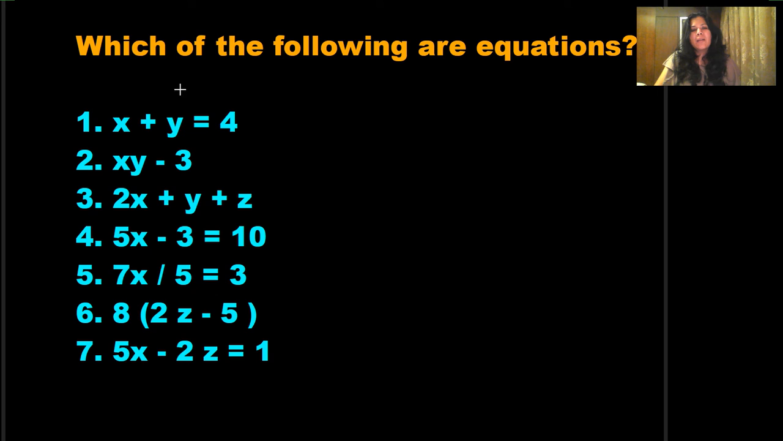Now you can see the first example. In the first example I have x plus y is equal to 4. So to check whether the given expression is an equation or not, what do we need to check? We need to check there should be an equal sign, there should be two sides of the equation, left hand side and right hand side. So in the first example we have a left hand side, a right hand side, and an equal sign. So the first one is an equation.